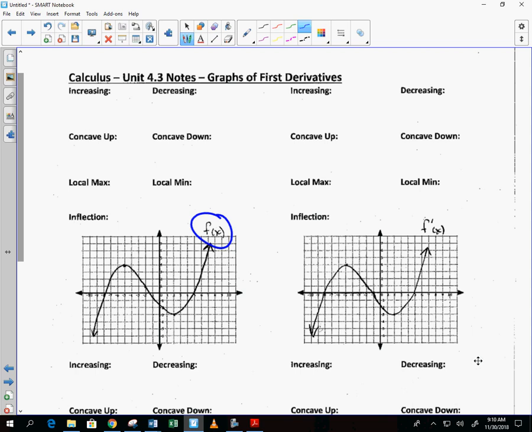I'm looking at f of x. I'm going to estimate where this function is increasing. Somebody tell me. Negative infinity to -5. Is everybody okay with that? Where else?